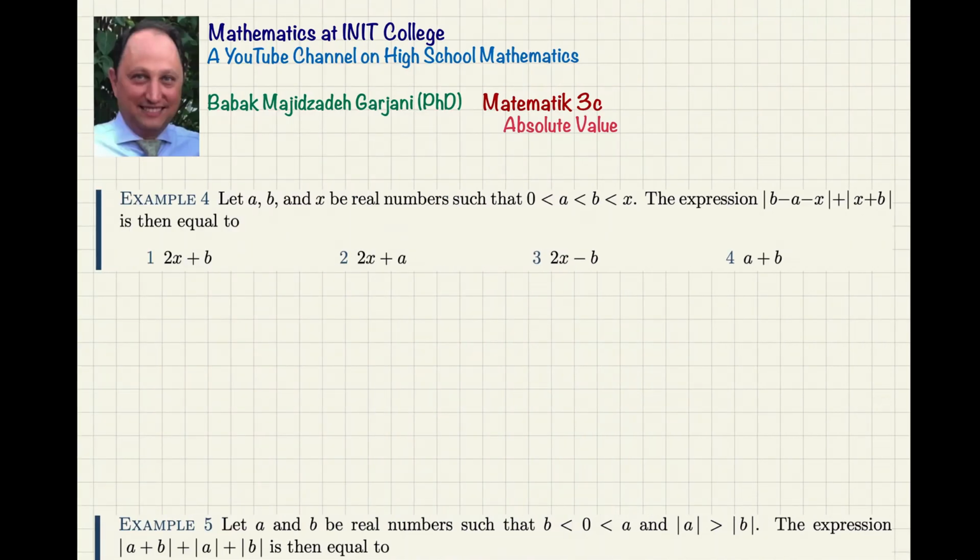So here, this is a multiple choice question. We know a, b, and x are real numbers, but we also have this extra piece of information regarding these numbers. 0 is less than a is less than b is less than x. We want to write this expression. The expression is then equal to which one? Of course, by looking immediately at the options, you realize that we have to get rid of the absolute value because none of them contains any absolute value sign. But can I do that?